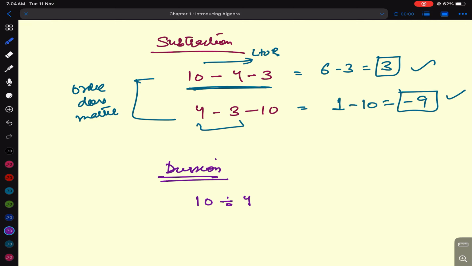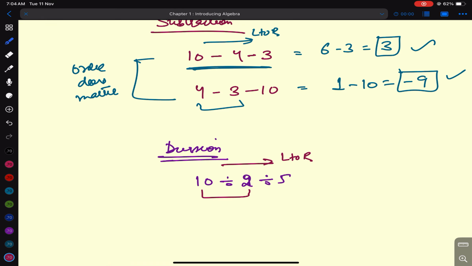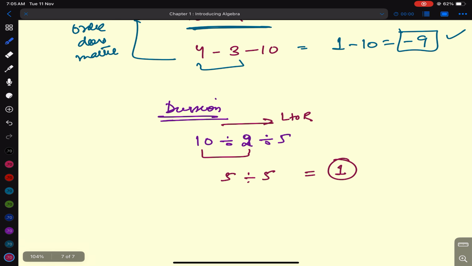Let's take the example of 10 divided by 2, which is further divided by 5. Now when 10 is divided by 2, that is going to give us 5. Let me remind you that in the case of division also we perform the operations from left to right. So 10 divided by 2 is going to give you 5, and then there's another 5. So 5 divided by 5 is going to give us 1.